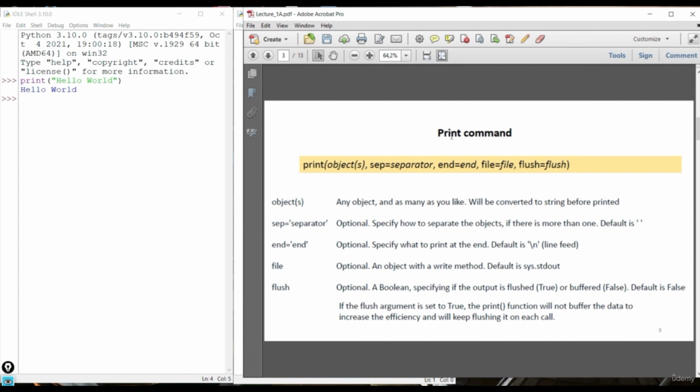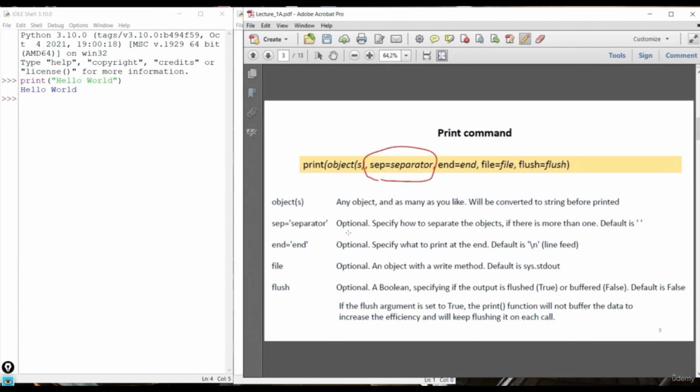In general, the print command can accept other arguments. One of them is the separator, the other is the end. Print can be used for files, and we have a flush statement here. Objects are usually texts or strings to be printed.